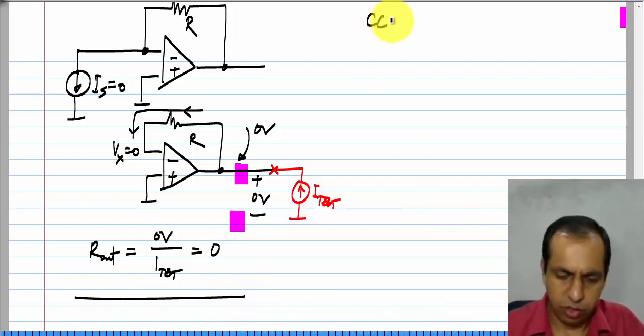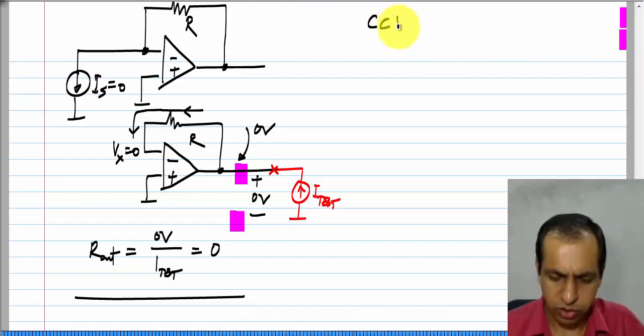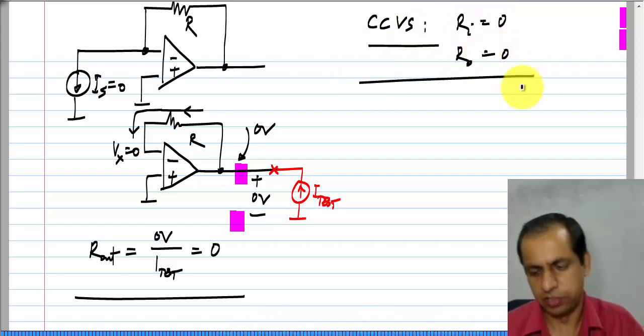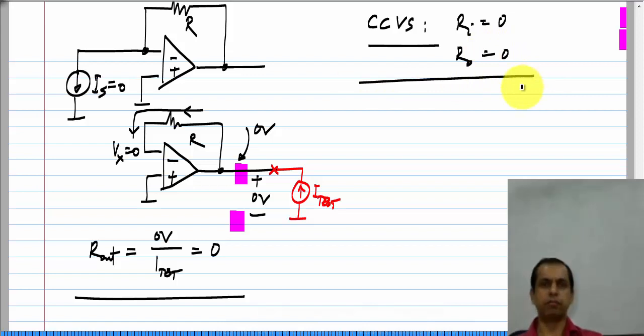So, this is a current controlled voltage source. This is truly a current controlled voltage source with 0 input resistance and 0 output resistance. Okay.